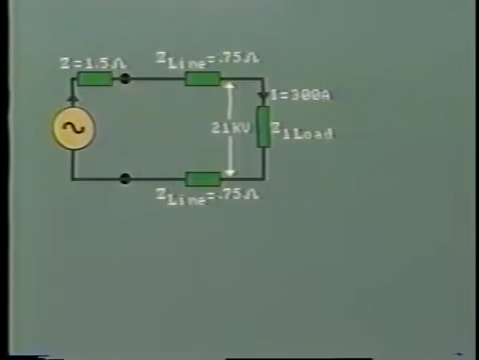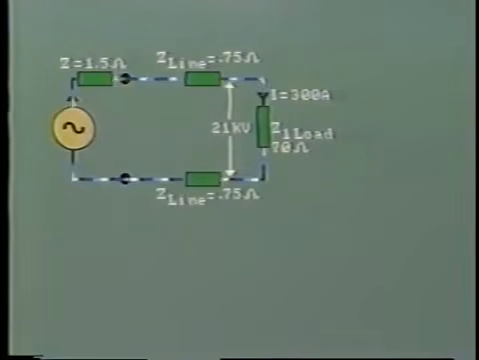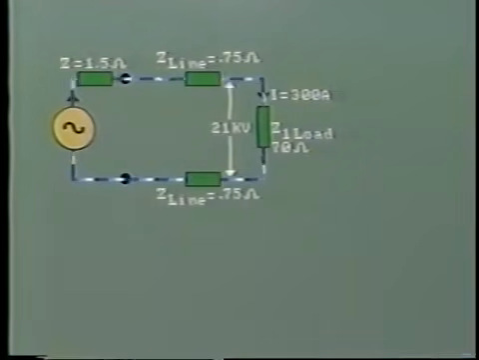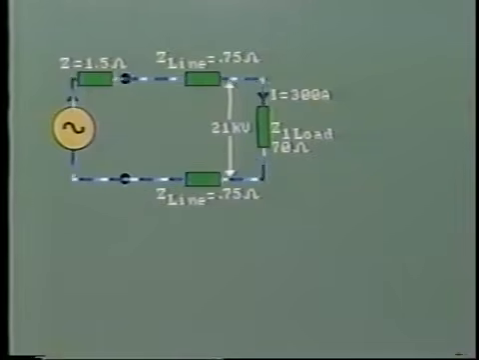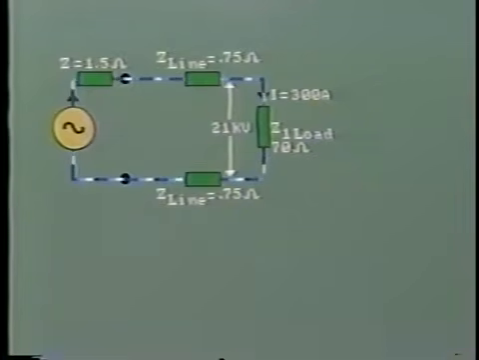As this is single phase, we can calculate the impedance of the load simply by dividing 21 kV by 300 amps. And this comes to 70 ohms. Observe that the load impedance is far greater than the generator and line impedance. The return line also has the impedance of 0.75 ohms, and the current, 300 amps, circulates continuously in this closed single-phase circuit.